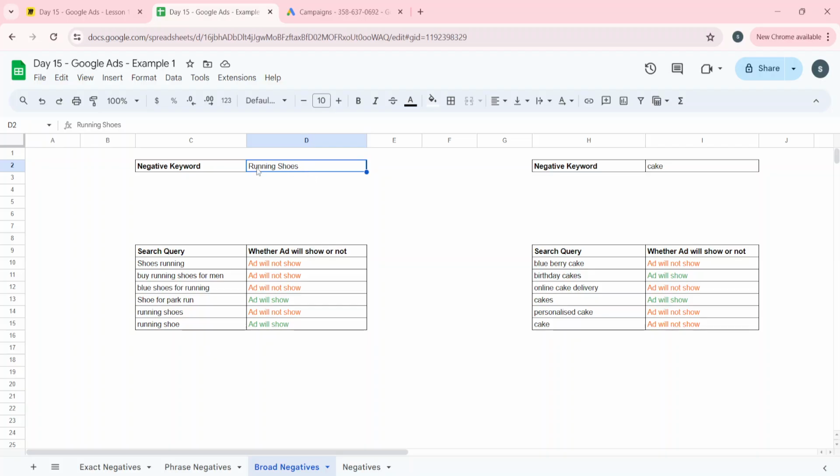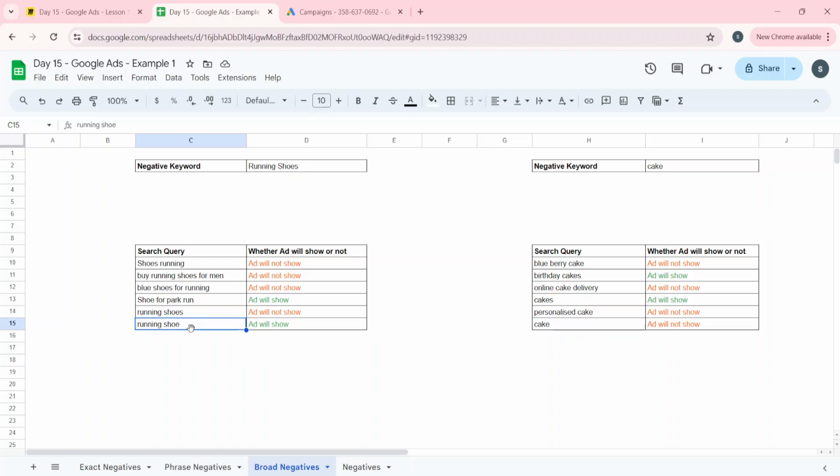Here, running shoes is our broad match keyword. So for "shoes running", your ad will not show, because these two words are present. "Buy running shoes for men", your ad will not show because running is present and shoes is present. Next, "blue shoes for running", here also your ad will not show because shoes is present and running is present. And "shoe for a park run", your ad will show because these two words are not both present. And the fifth example is "running shoes", obviously your ad won't show.